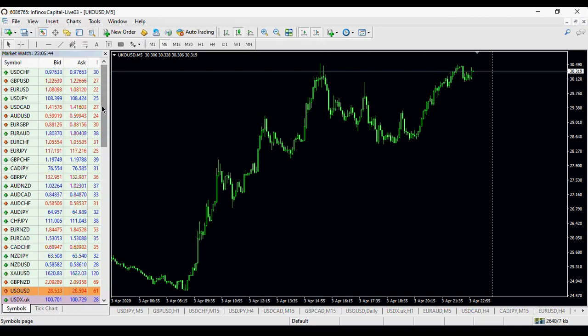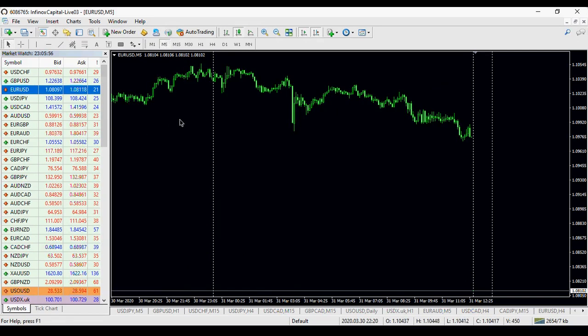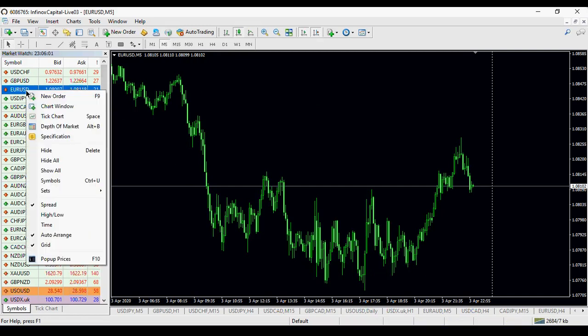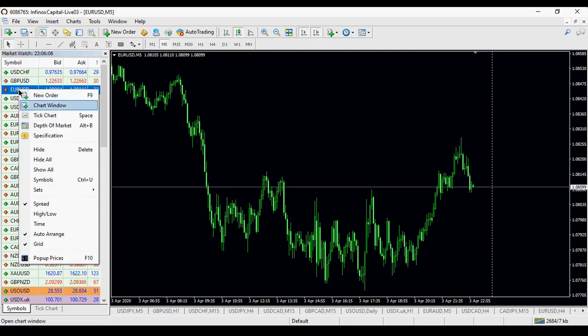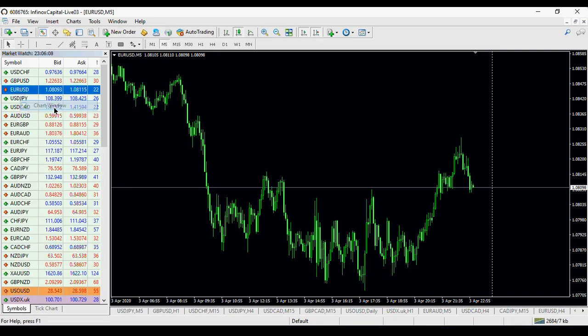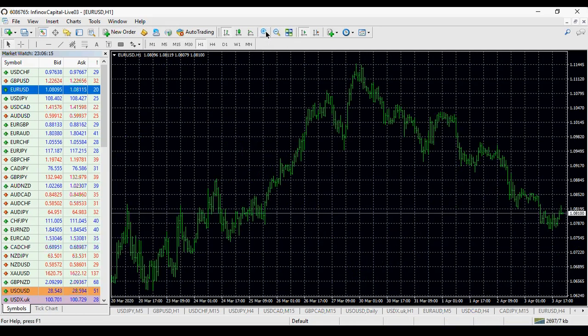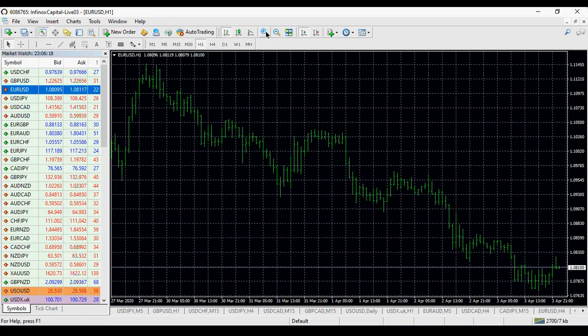But basically, what we trade mostly as Forex traders is currency pairs, because if you are trading commodities, then you must have a lot of money to play around with. So we are looking at currency pairs. This is how you open a chart. You right click a currency pair, and then you click chart window. When you do that, a fresh window like this opens for you. This is the default view of the chart.